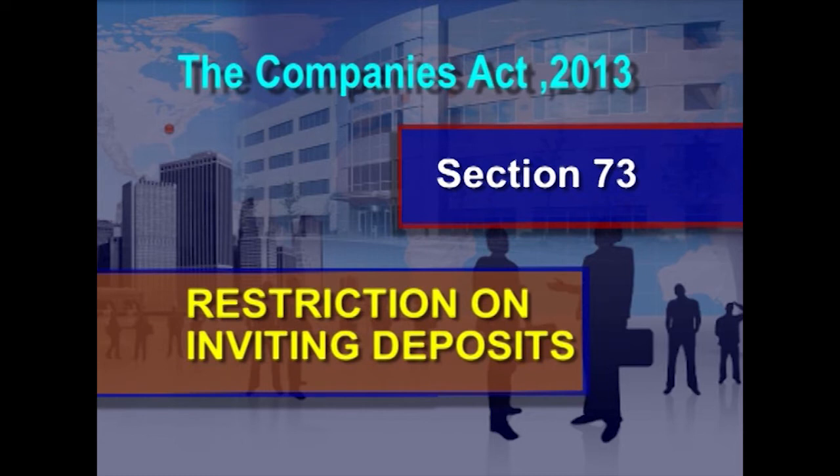Section 73. Restriction on inviting deposits. Prior to 1966, there were no restrictions on acceptance of deposits by companies from the public, but many companies failed to return the deposits to the deposit holders. They also failed to pay periodical interest to the deposit holders.